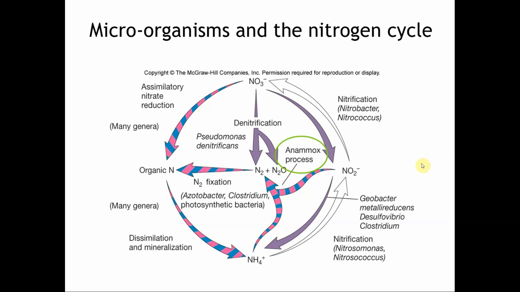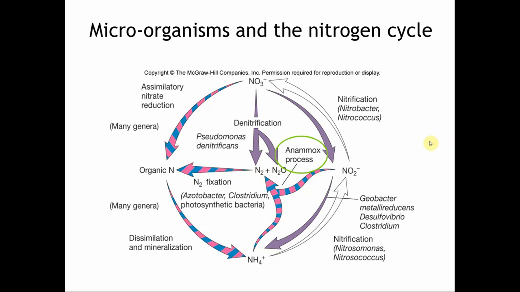Now this process was discovered in 1999, so just a little bit less than 25 years ago. And basically, bacteria of the family of planctomycetes can use ammonium as the electron donor and nitrite or nitrate as the electron acceptor, and then both simultaneously reduce and oxidize, or rather oxidize this ammonium to nitrogen gas.